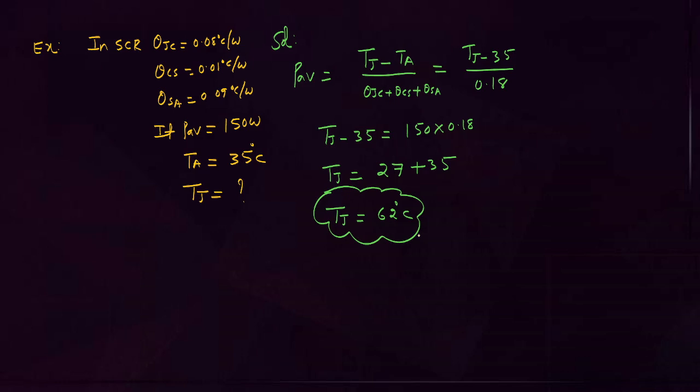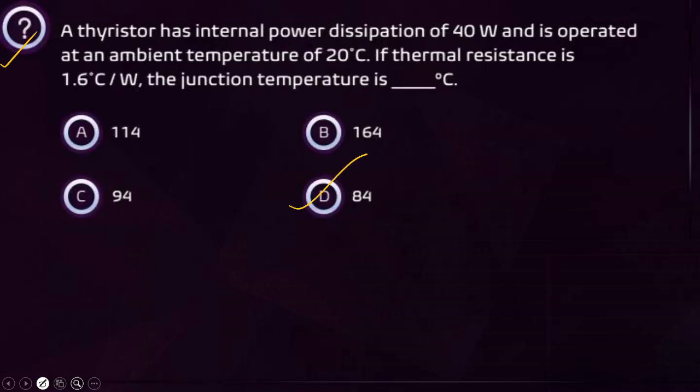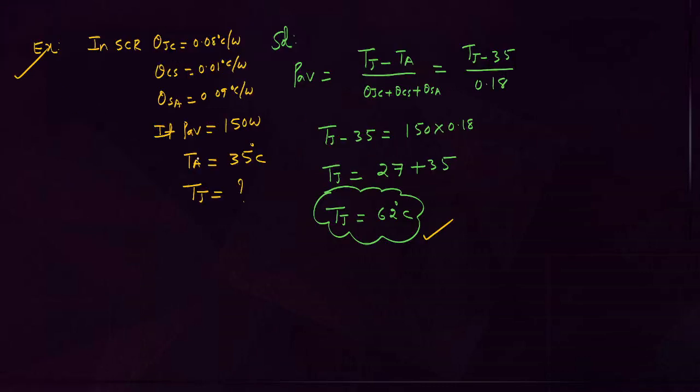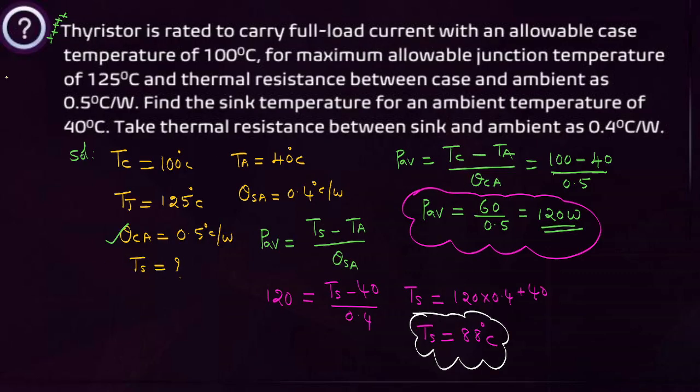With this, T is equal to 62 degrees centigrade. This solution I have given, please go through. This is one more problem, one more example. You try this one. Here also T is equal to 62 degrees centigrade. This model is important for your exam, important from the GATE point of view. Please practice this question. This is an expected model of question from the GATE point of view. That is important.